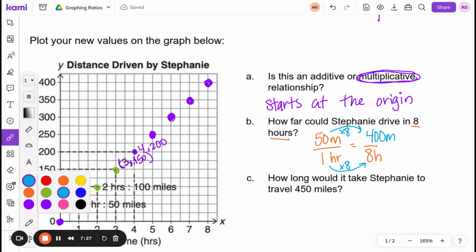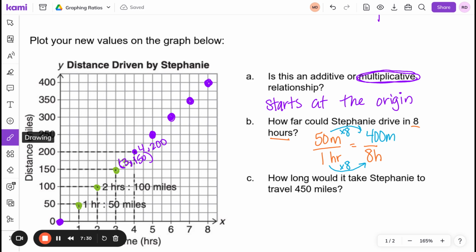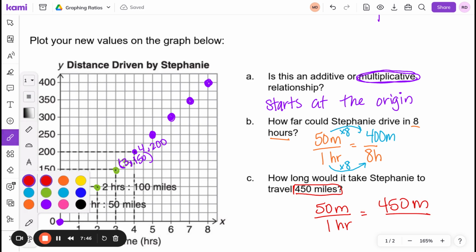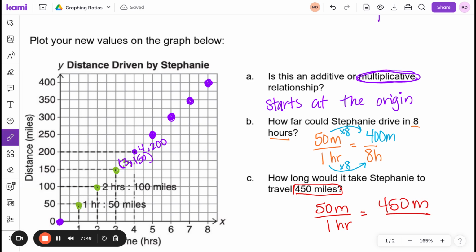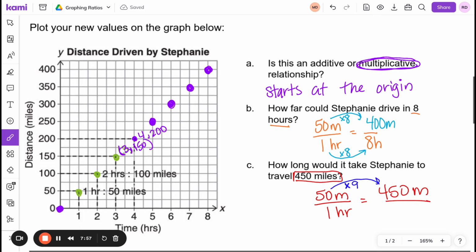Okay, the next question has us kind of working backwards. So for this problem, it says, how long would it take Stephanie to travel 450 miles? So again, our starting ratio was 50 miles in 1 hour. She's going to travel 450 miles. So then the question is, how do we turn a 50 into 450? We got bigger, so we have to multiply. It's being multiplied by 9. Whatever I do to the top, I do to the bottom. So 1 times 9. It would take Stephanie 9 hours to travel 450 miles.